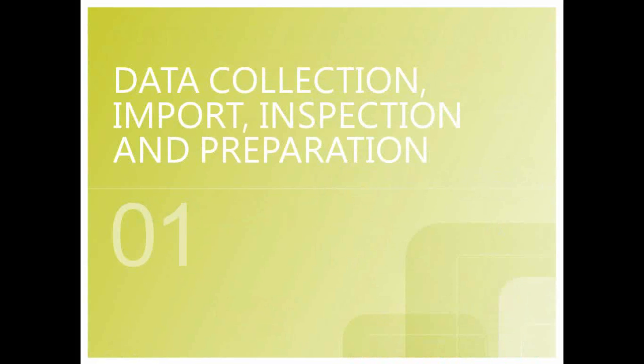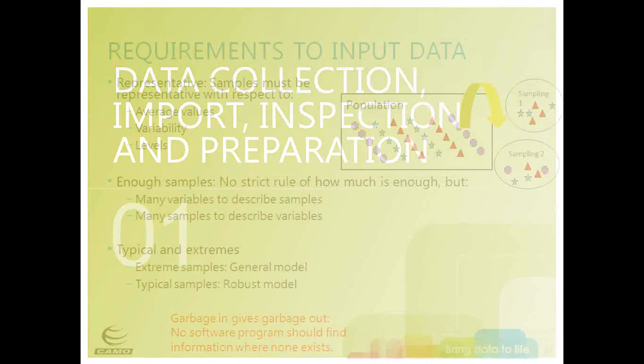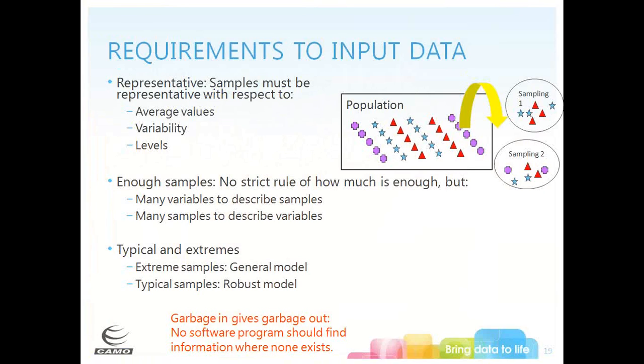So in the introduction to the Unscrambler, I'd like to begin talking about data collection, import, inspection, and preparation for analysis. It's important when we're doing our analysis that we have data that are representative of what we're interested in measuring. Samples need to be representative with respect to the properties that we're looking to measure, the different sources of variability that we may expect to have in our population, so the different levels or concentrations of things we may have, samples from different sources, and so forth.